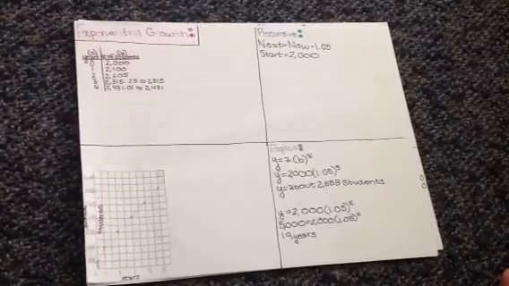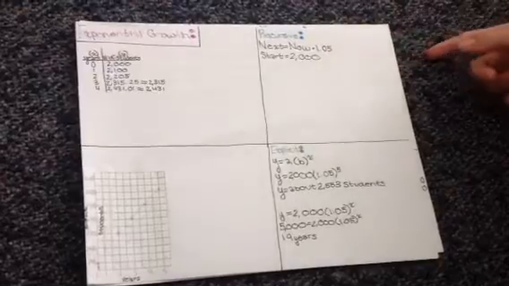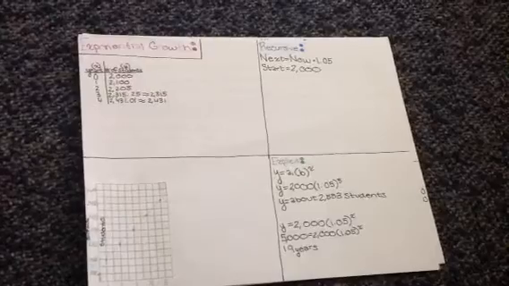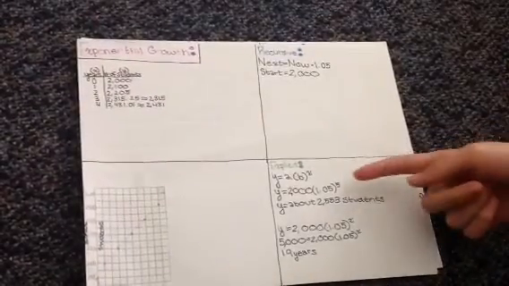The recursive rule is next equals now times 1.05 because you're adding the 5% each year, and then you want to keep the 100% of the original number of students, which is 2,000. And then the explicit rule is y equals a1 times b to the x. So the a1 is the start, so we put in 2,000 students times 1.05, which is the rate of increase. And then to the fifth because we're trying to count for 5 years.